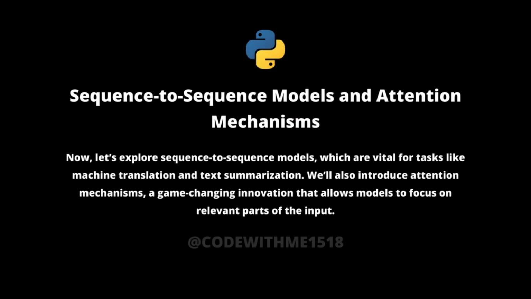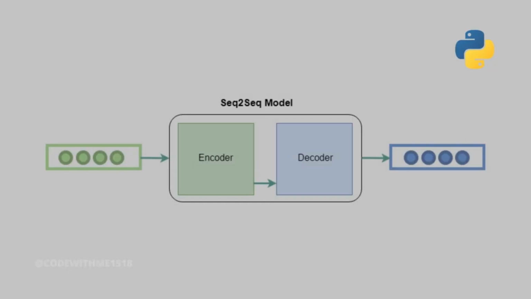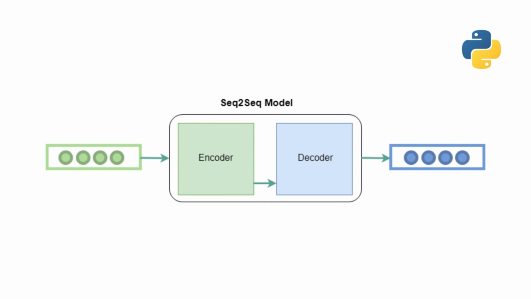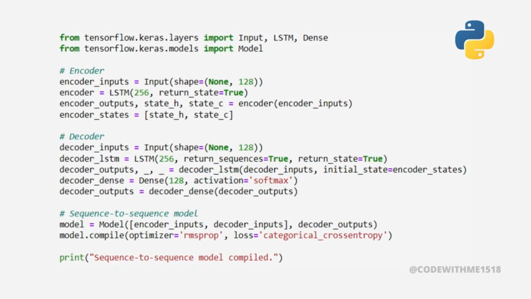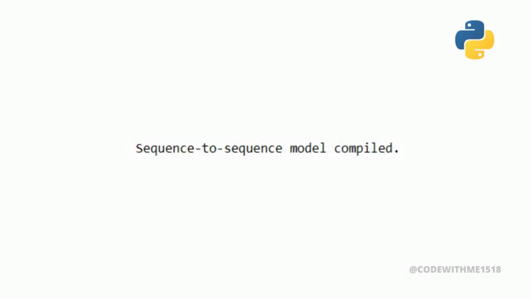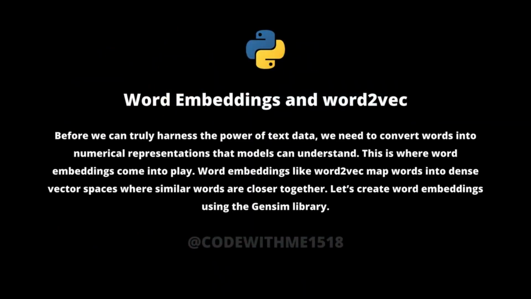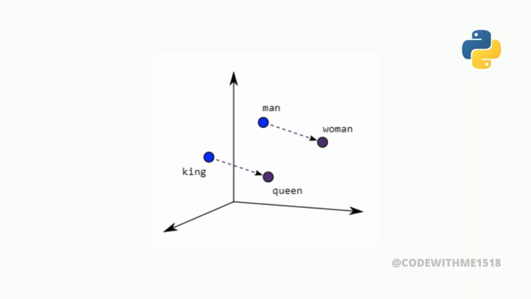Now, let's explore sequence-to-sequence models, which are vital for tasks like machine translation and text summarization. We'll also introduce attention mechanisms, a game-changing innovation that allows models to focus on relevant parts of the input. This is a basic sequence-to-sequence model, often used for translating sequences from one domain to another, like languages. The next level is adding attention, which allows the model to focus on the most relevant parts of the input sequence.